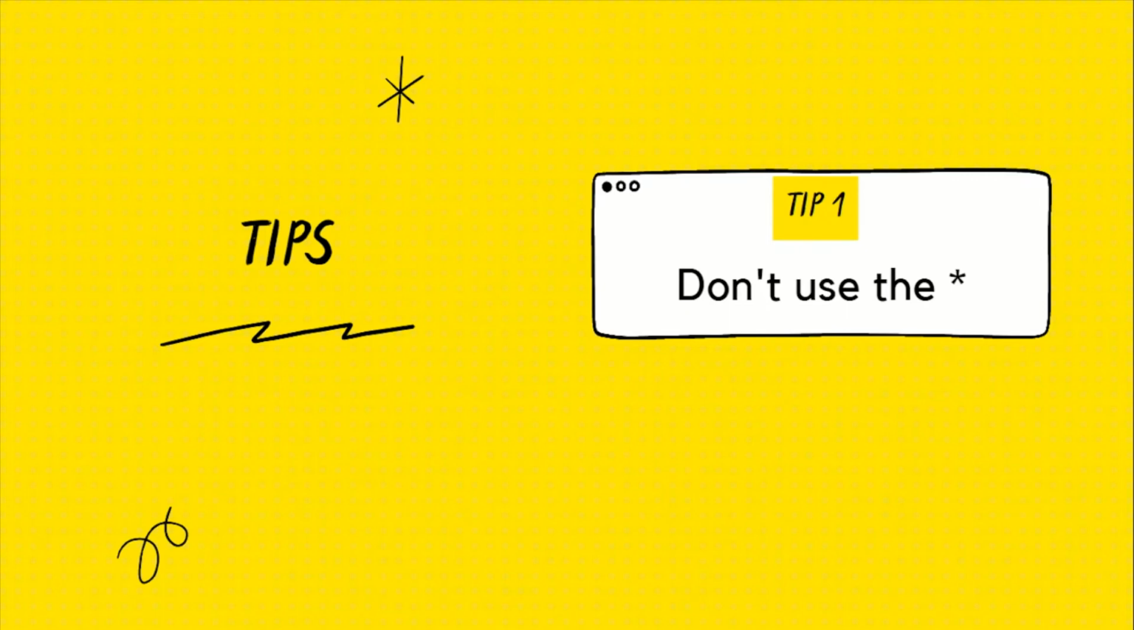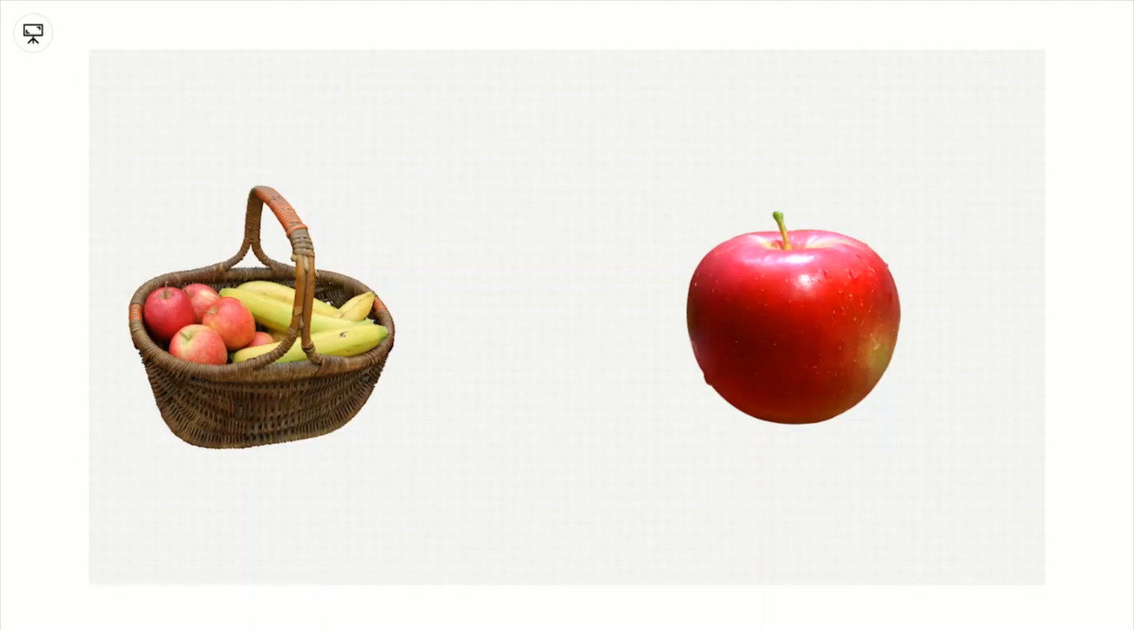The first and most important tip is to never use the star in the select query. Let's take one example. We have one bucket which is fully filled with different types of fruits. Now someone wants an apple. What do you think is better? Take the whole basket from there and give an apple to him, or just take a single apple and give him? I think the single apple would be a great solution.